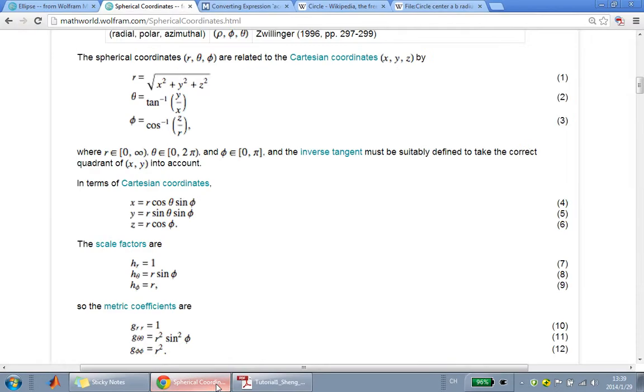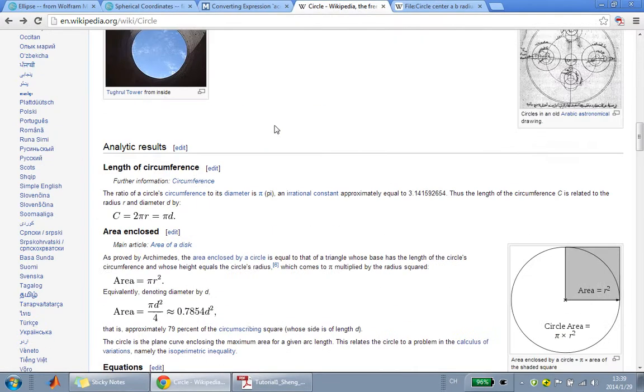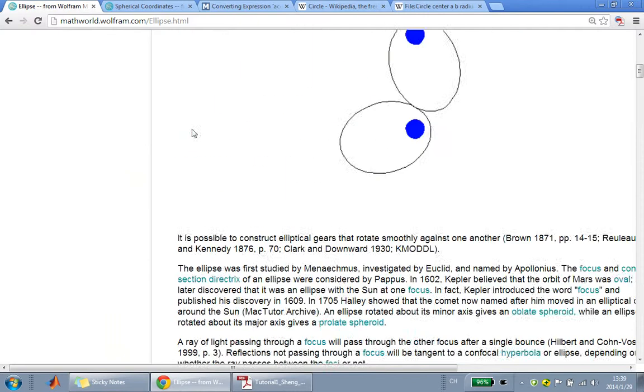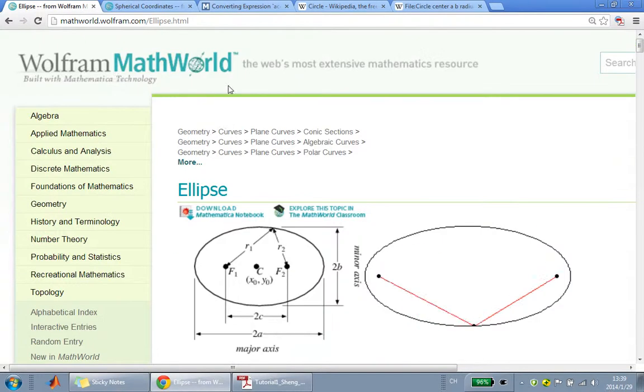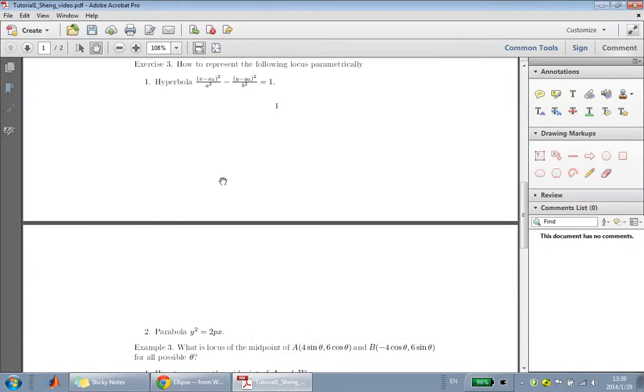As you may notice, there are lots of resources online, either Wikipedia or Wolfram. So there are many resources online. Make sure you know how to search, how to find the answer to your mathematics question.